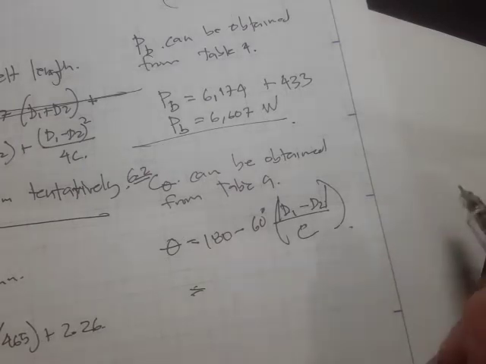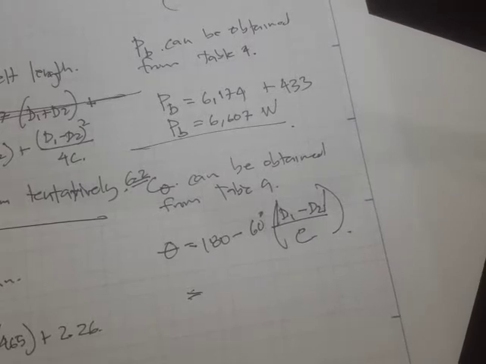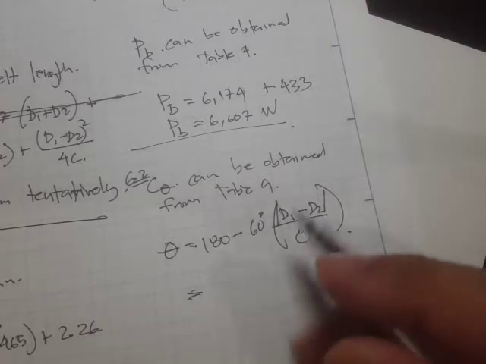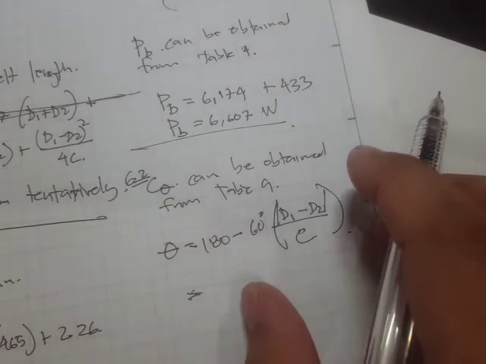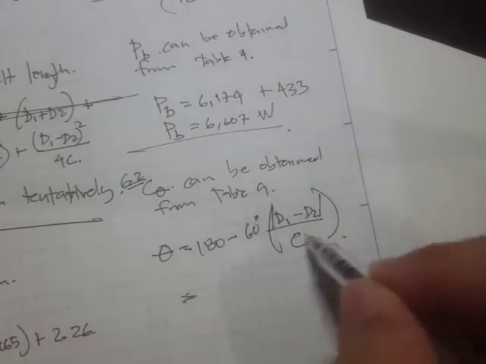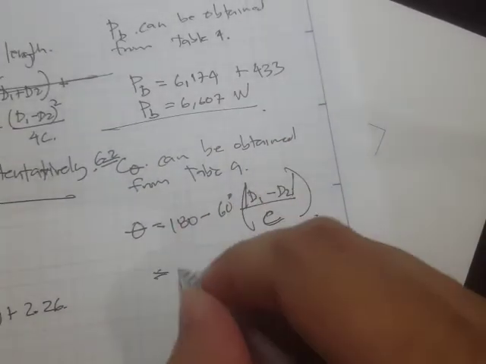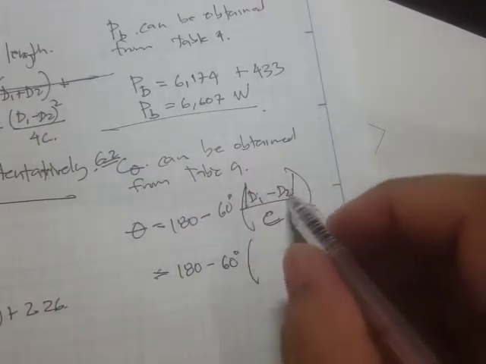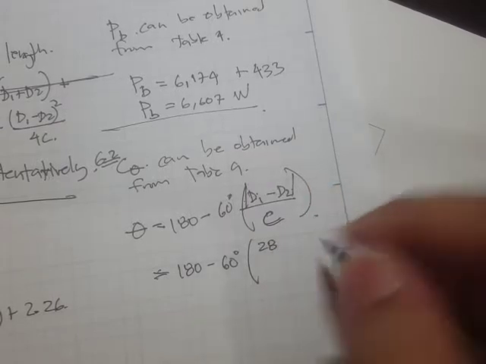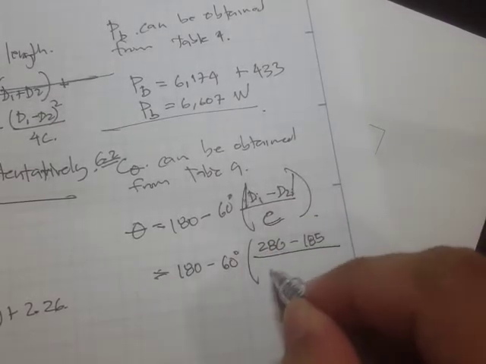However, my reason right here is that since we still have allowance for take up, and there's also some motor base that provides some take up allowance, and also we can use idlers if we want, then I'll just use this assumed center distance, right? So 180 minus 60 degrees times the difference between the two diameters, that's 280 minus 185, because it's just absolute, divided by 1000.